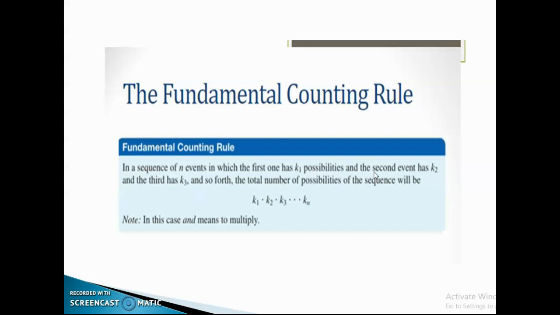The fundamental counting rule can be extended for any number of events occurring in a sequence. In extended form, the fundamental counting rule states that in a sequence of n events, if first event has k1 possibilities, the second event has k2 possibilities, similarly the third event has k3 possibilities, and so forth, the total number of possibilities of the sequence will be k1 multiplied by k2 multiplied by k3, so on till kn, the product of all possibilities.